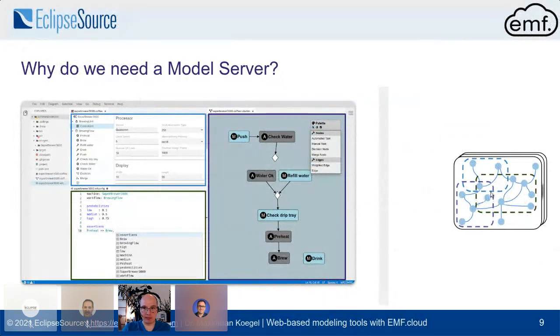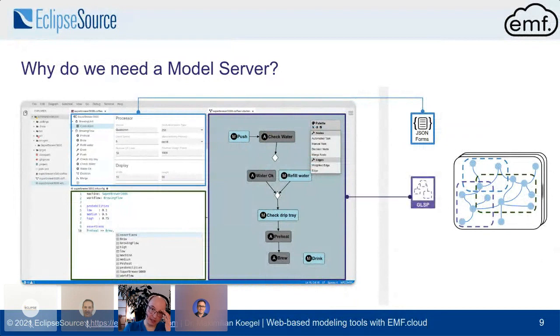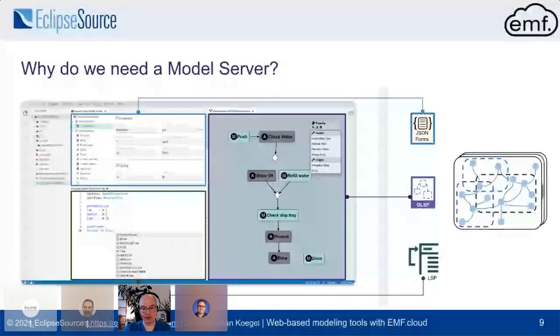And sometimes those different boxes also overlap. So some editors obviously also display parts of the model that are also displayed in other editors. And in this particular case, the first editor is implemented with a framework called JSON Forms. We will see that later on. The details about how to build form-based editors, same applies to GLSP, which is about building diagram editors. And finally, LSP, which helps us to build those textual editors.